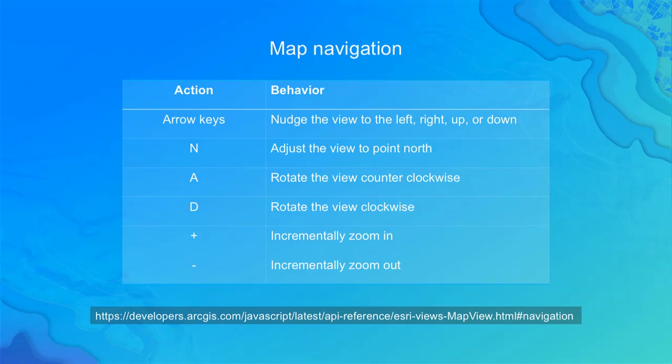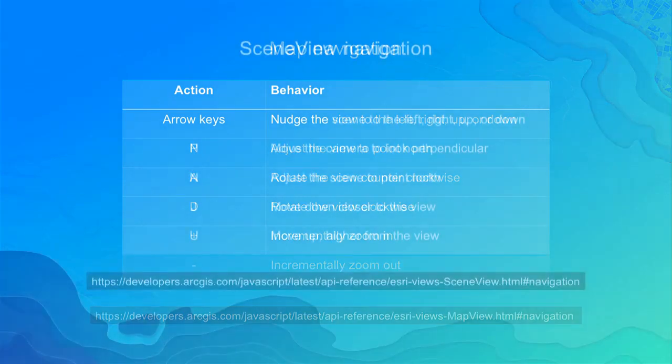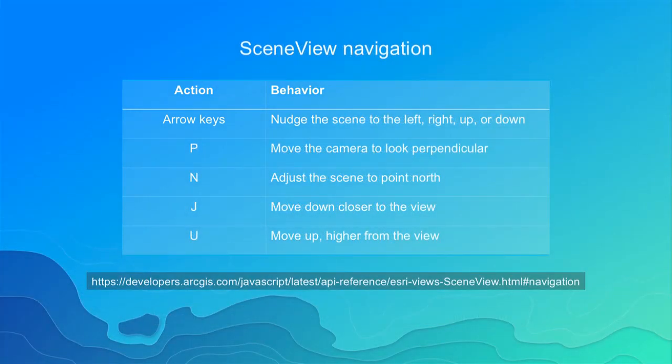So at 4.7, they'll be able to focus the map, and then once they're focused in the map, these keyboard map navigation commands will just work. So that's nice. Scene view, same idea: arrow keys to move the scene to the left or right, and it's got a few slightly different things because scene view is 3D and has this concept of the camera. So it's got a command to move the camera to look in a perpendicular motion.